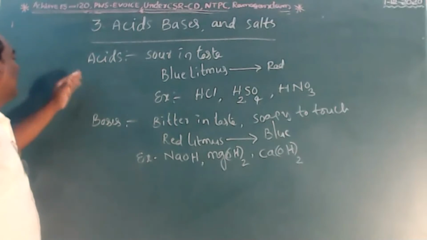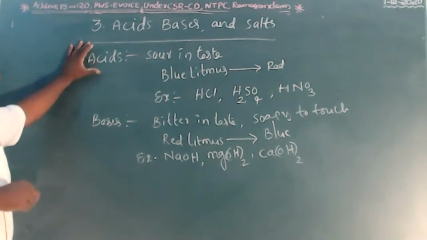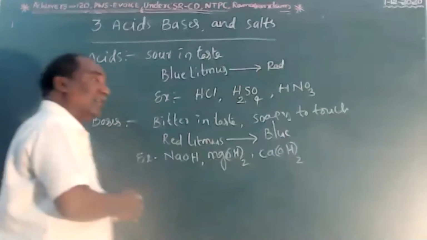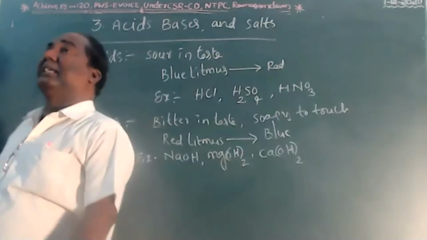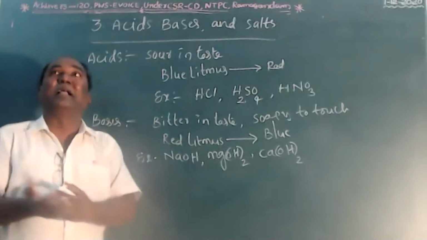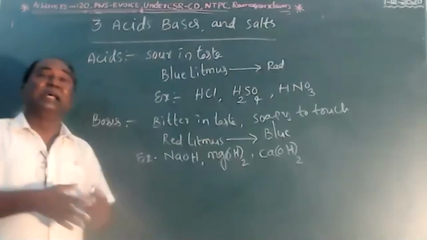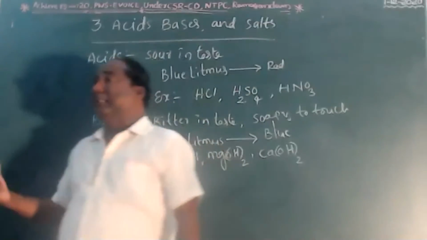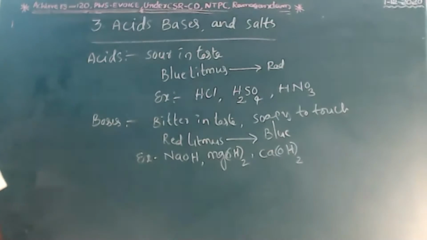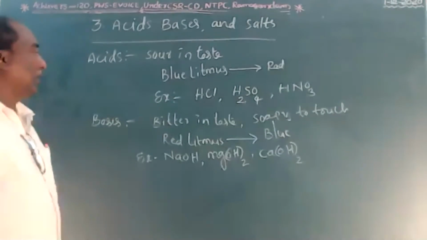Not only this, some plants, some flower petals, are also used as indicators. Some natural indicators and some synthetic indicators are there. Natural indicators we have to extract from plants and flowers. And synthetic indicators are methyl orange indicator, phenolphthalein indicator, and universal indicator. They are the synthetic indicators.